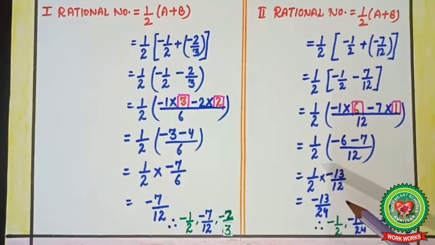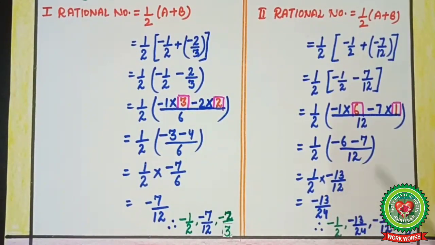Now how to insert this number, second rational number, between the two given numbers? So here you can see that we have taken these two as a and b. So that means this will be inserted between these two numbers. So you will write here minus 1 upon 2, minus 13 upon 24, and the next one will be minus 7 upon 12, and the last number should be minus 2 upon 3.